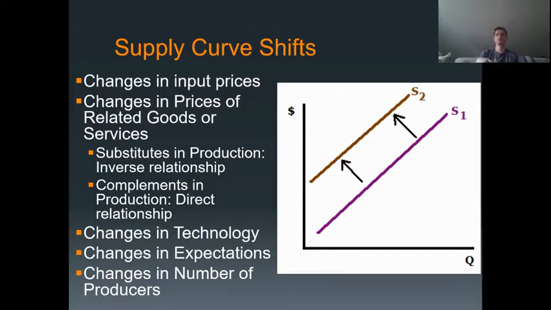Changes in technology. This one's fairly easy to understand. You have better technology, supply increases. If for some reason all of your technology is destroyed, supply decreases.